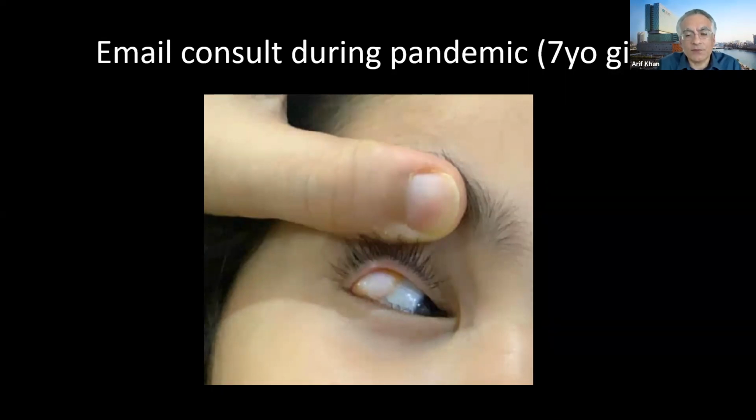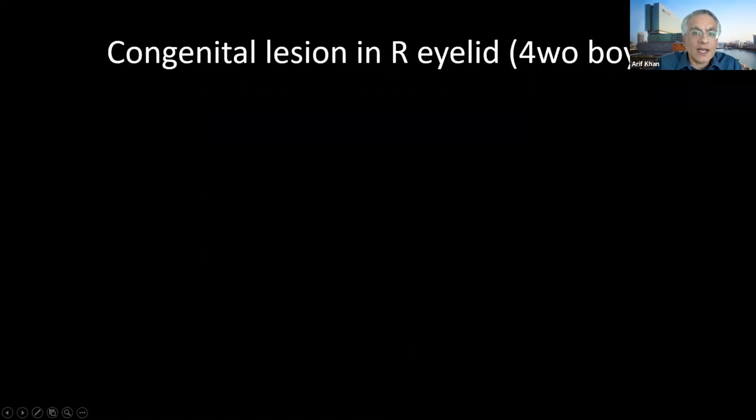There are other things in the differential, but this is most likely a lipodermoid. It certainly has the appearance of it, as opposed to an epibulbar dermoid or a dermoid cyst. And this child, actually, I just saw yesterday.